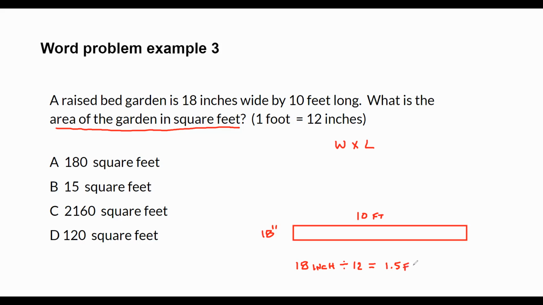Now we can actually think about erasing this and saying, okay, now we've kind of fixed this problem. It's 1.5 feet times 10 feet. Now we can do the area calculation. Our width is 1.5. Our length is 10. We multiply those two together and we get a total of 15 square feet. That's the answer that we were looking for, but we can only get that answer by aligning everything in feet first. Answer B over here.